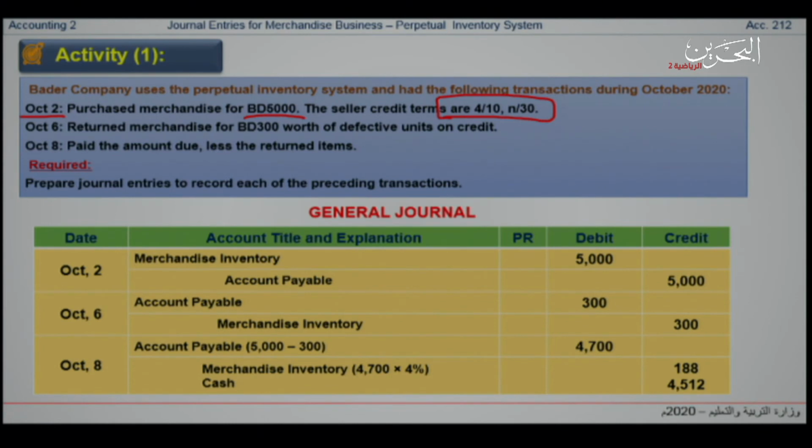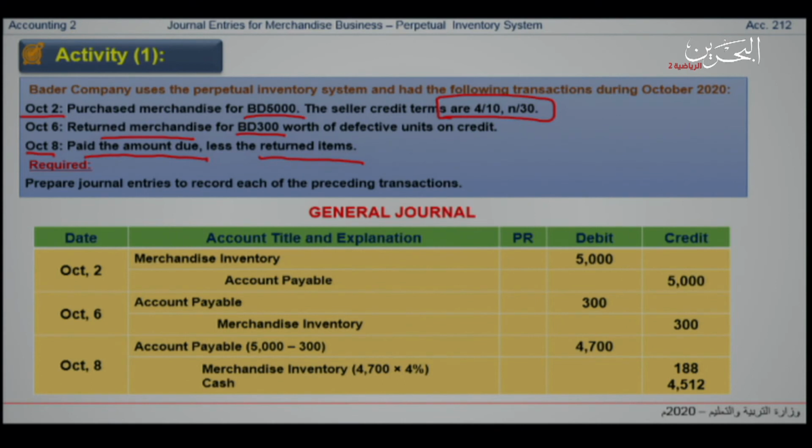On the 6th of October, there is a return of merchandise for 300 worth of defective units on credit. On the 8th of October, the company paid the amount due less the returned item. How can we write our transactions?